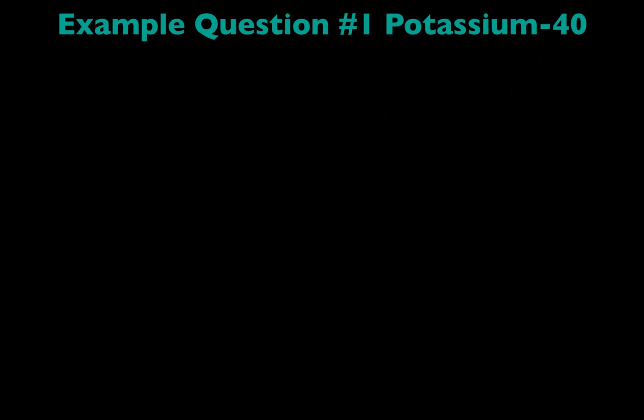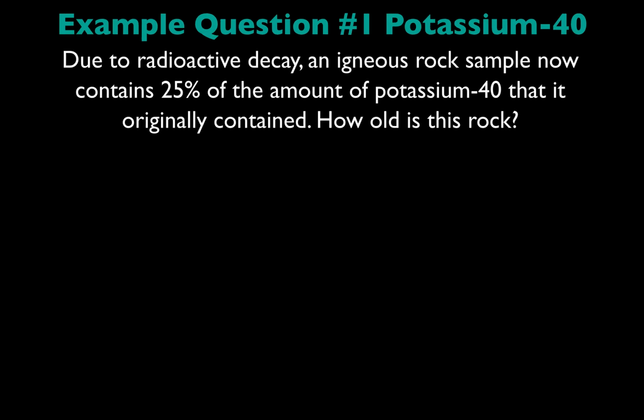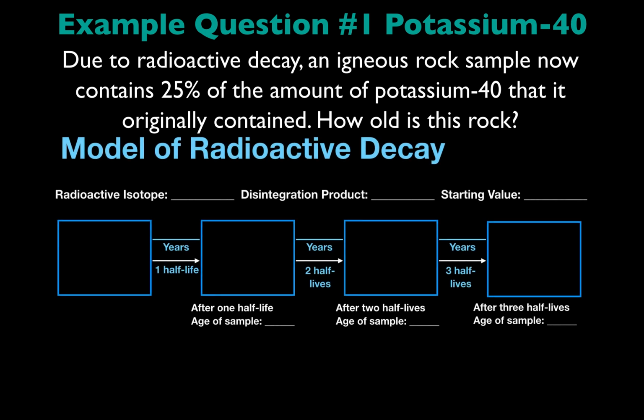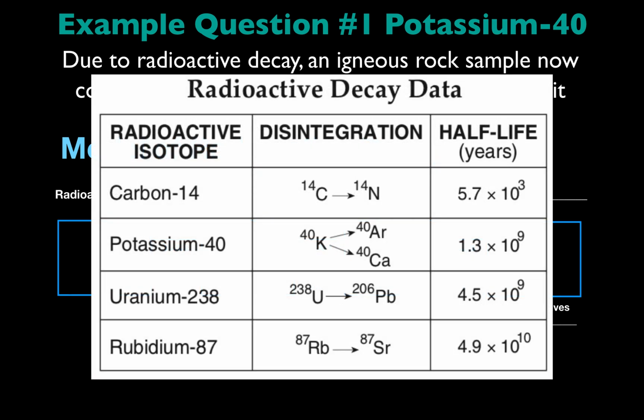So now we're going to look at an example question regarding potassium-40. Due to radioactive decay, an igneous rock sample now contains 25% of the amount of potassium-40 that it originally contained. And we want to know how old is this rock. So we can once again use our model of radioactive decay. In this case, we have a new isotope that we haven't worked with before. So we need to look at our reference table and find potassium-40.